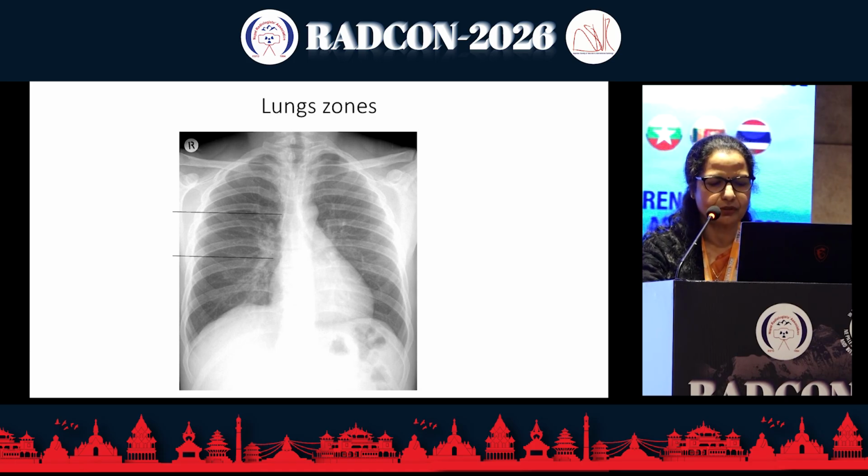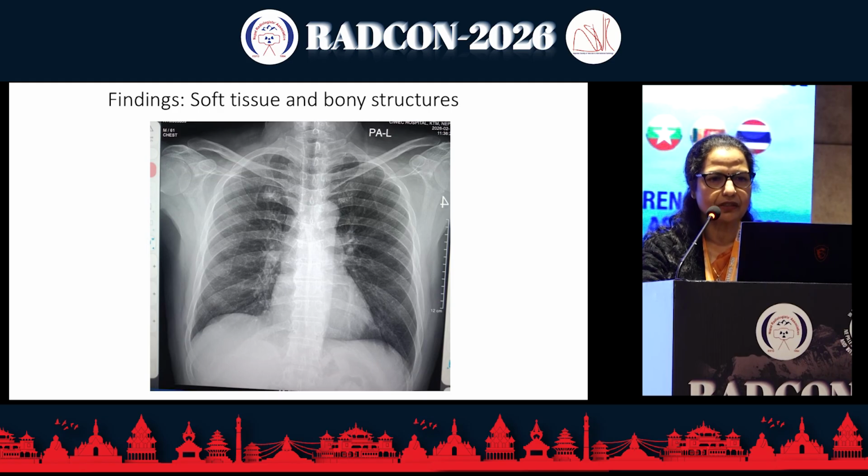Now, finally, after localizing the region of the lung, let's go into the findings. So, what are the findings? We have to interpret either from outward in or inward out. If we are going from outward towards inside, then first we have to evaluate the soft tissues, whether there is any asymmetry of the soft tissue, any air in the soft tissue region for subcutaneous emphysema.